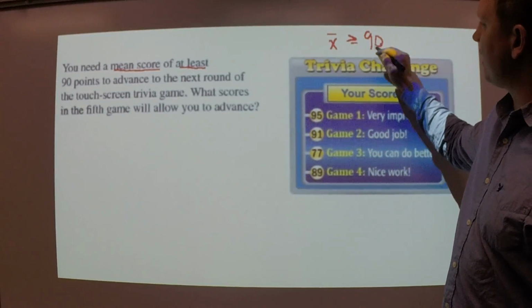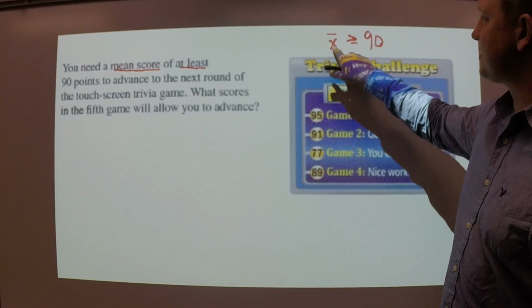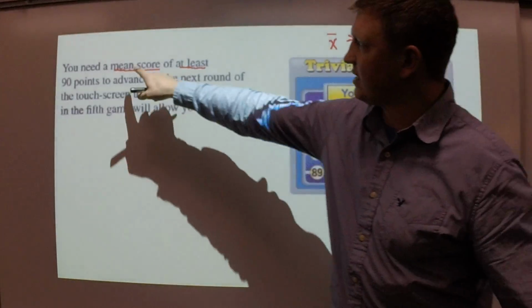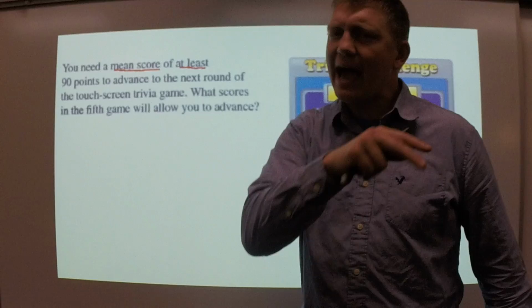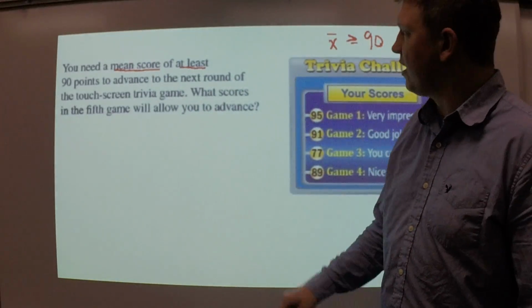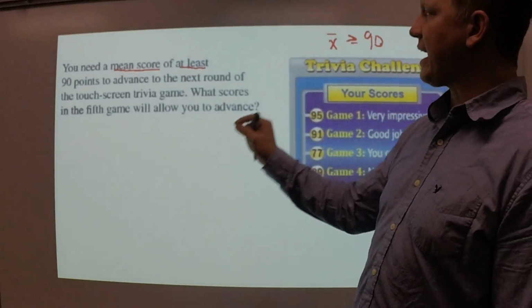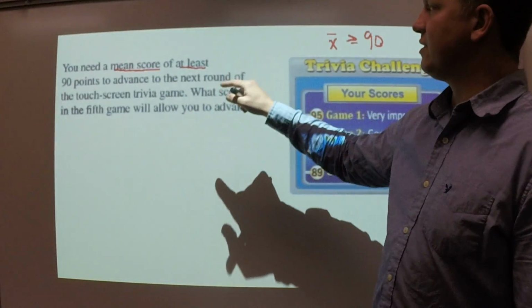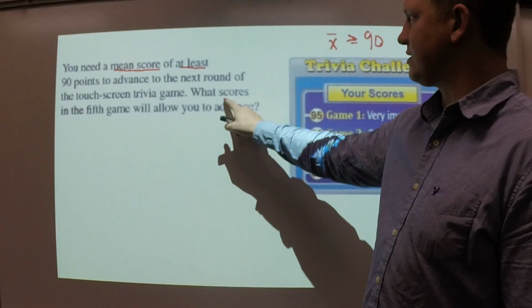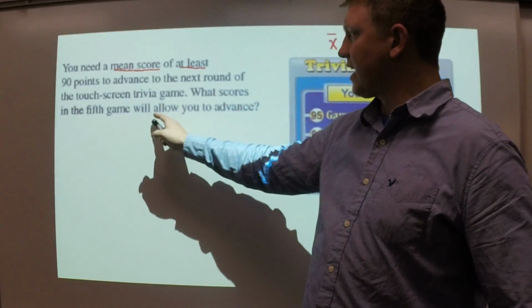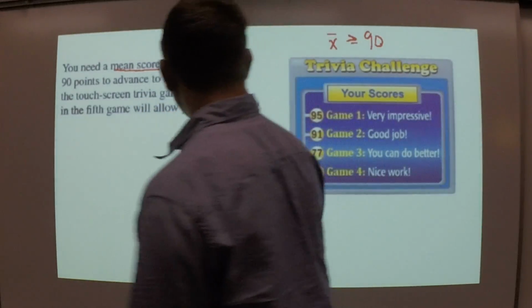What does it mean? This symbol means the mean. And so it's right here. This is the average. Add them all up. Divide by how many there are. I already have 4 scores. I need 5. All right. What do you need on the next? It says right here, what scores for the 5th game will allow you to advance? All right. Write them all down.